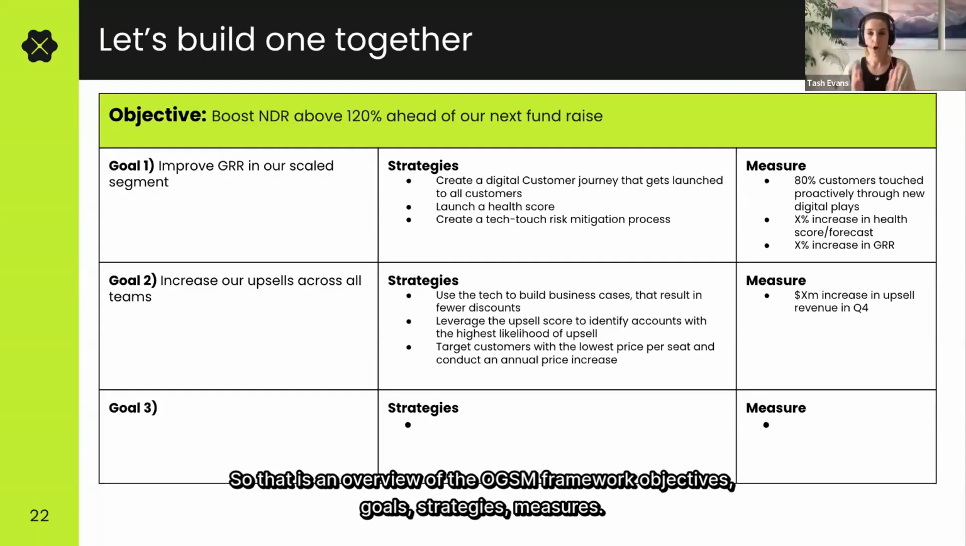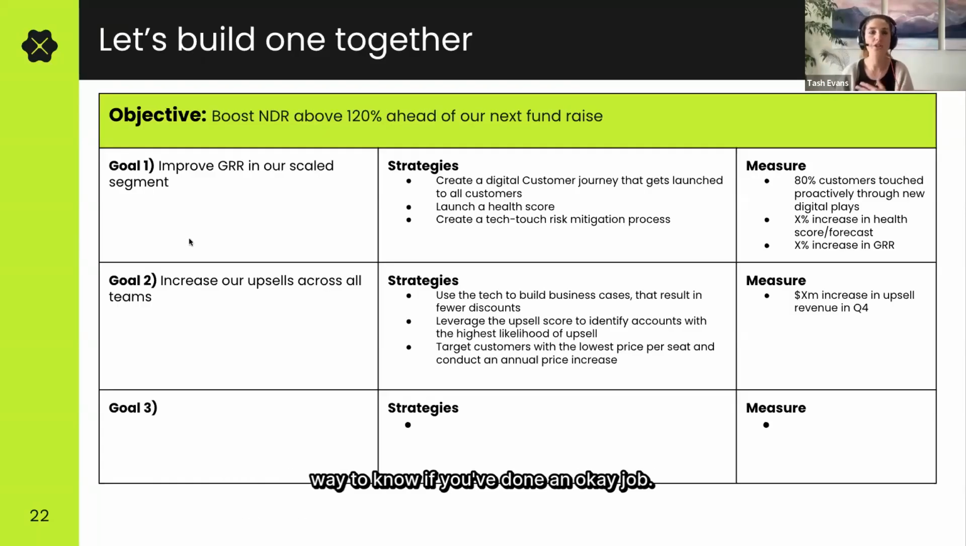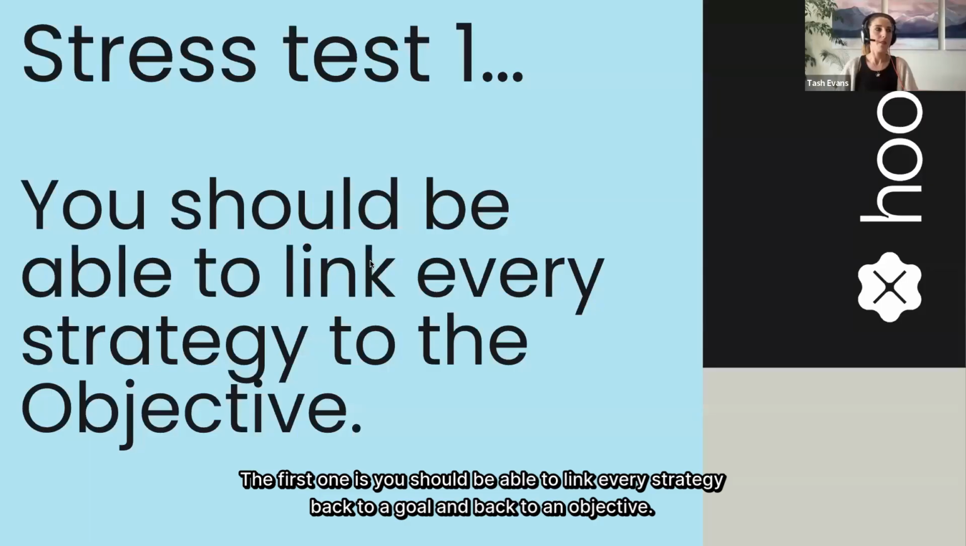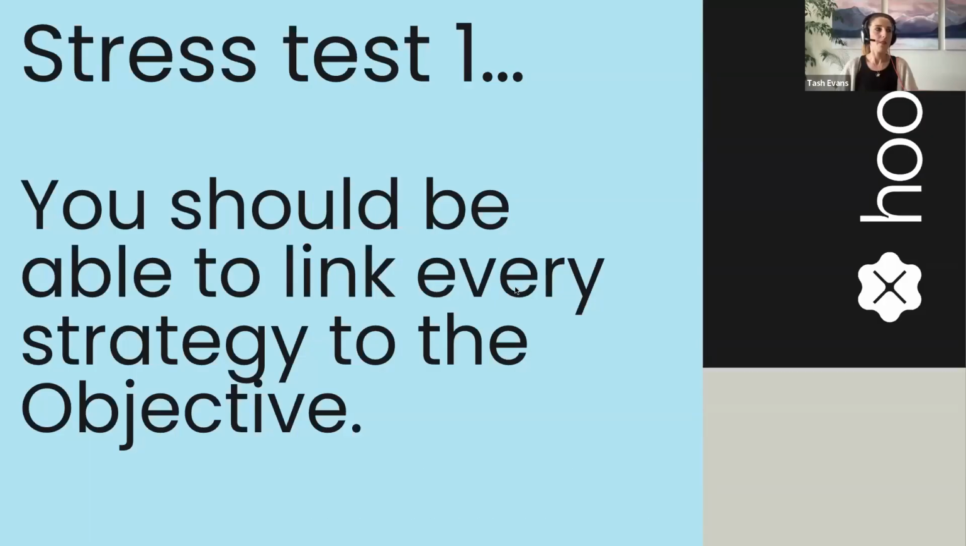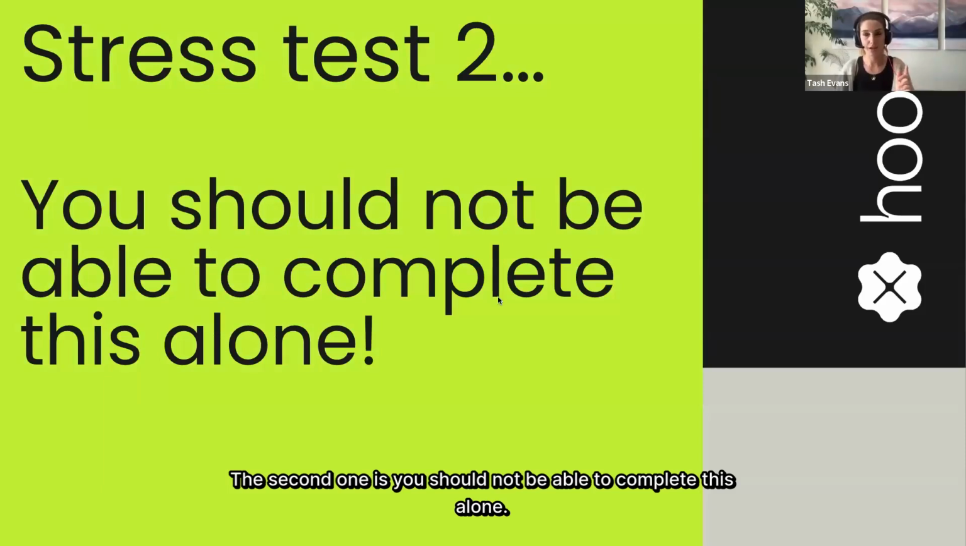So that is an overview of the OGSM framework: objectives, goals, strategies, measures. Remember, there is no perfect success plan, but there are a couple of things that you can test yourself with along the way to know if you've done an okay job. The first one is you should be able to link every strategy back to a goal and back to an objective. The second one is you should not be able to complete this alone.